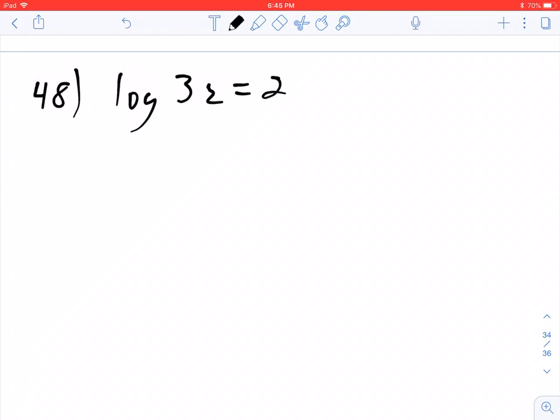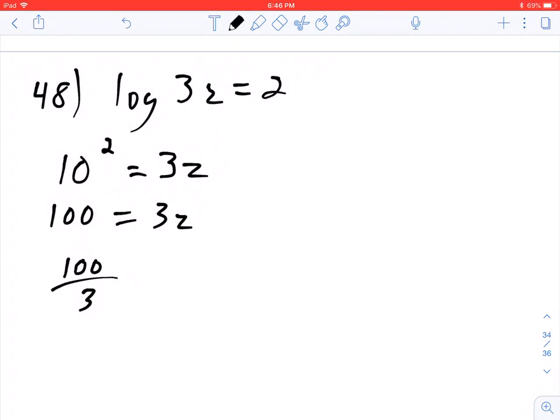We need to take it out of logarithmic form and put it into exponential form. And that's simply going to take the base. In this case, there's no base written, so it's base 10. The base of the log becomes the base of the exponent, and then the numbers switch. So it's going to be 10 to the second equals 3z. From there, we can expand this and then divide by 3. We get 100 over 3 equals z. It did say approximate the result to 3 decimal places. So when you do 100 divided by 3, you get z equals 33.333.